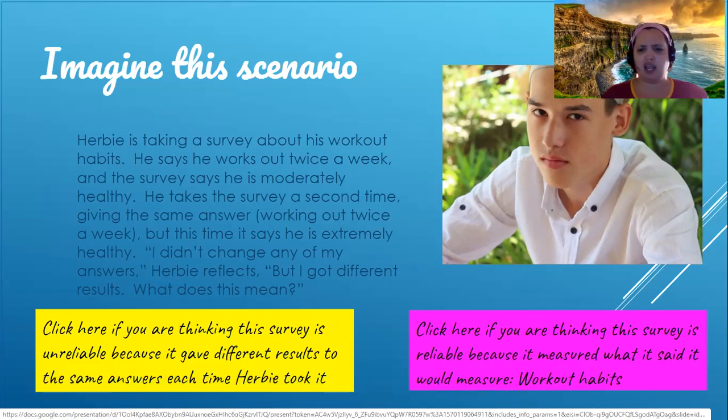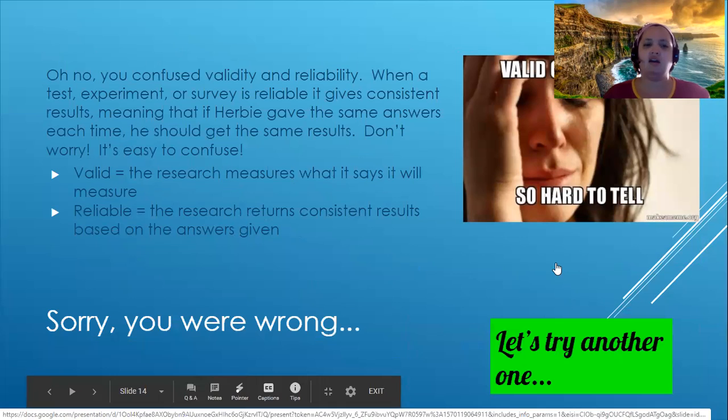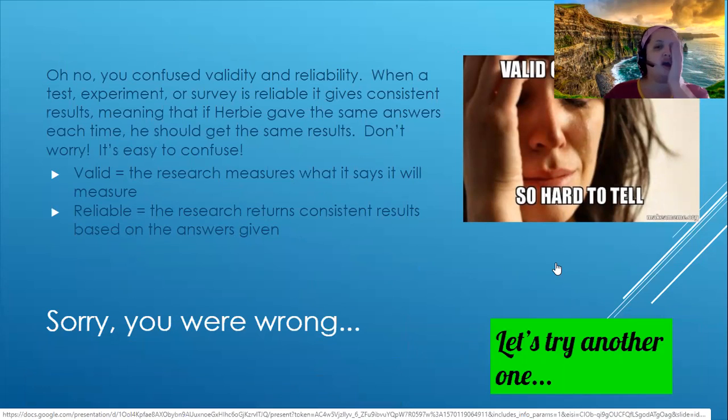Gosh, that sounds familiar, right? Measuring what it says it would measure. Yeah, I think I'm going to try the pink one. Uh-oh. I was wrong. Sorry, you guys. When you're talking about reliability, you're looking at, does the research return consistent results? When you're talking about validity, that's when you're talking about, does it measure what it says it would measure?